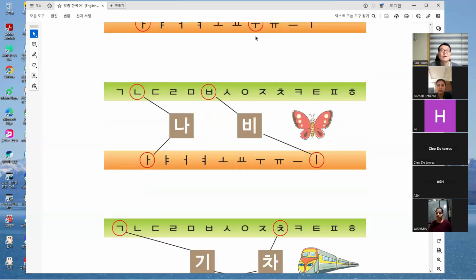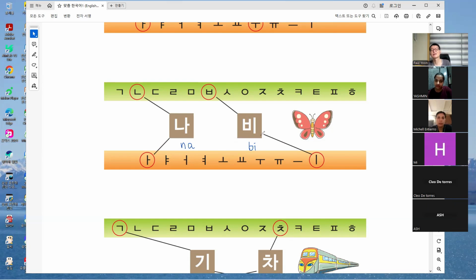How about the next vocabulary? We already know this one: na. How about this? B and i. How to pronounce? Nabi. Okay, repeat, please. Nabi. Okay, good. Nabi means butterfly.